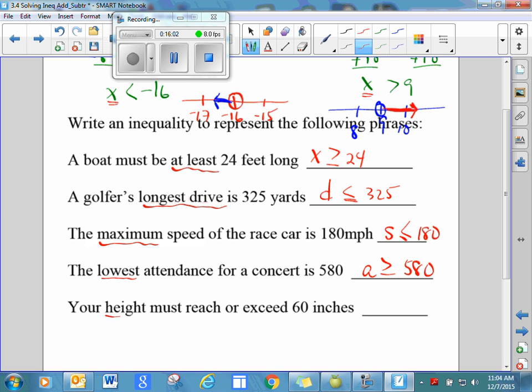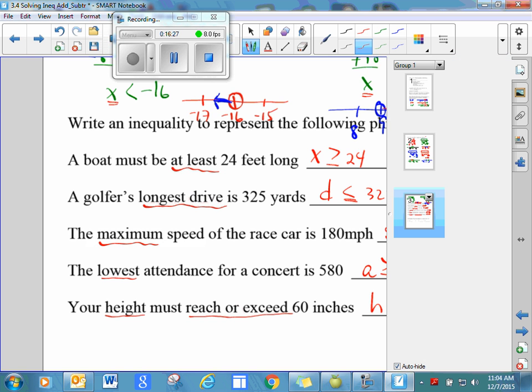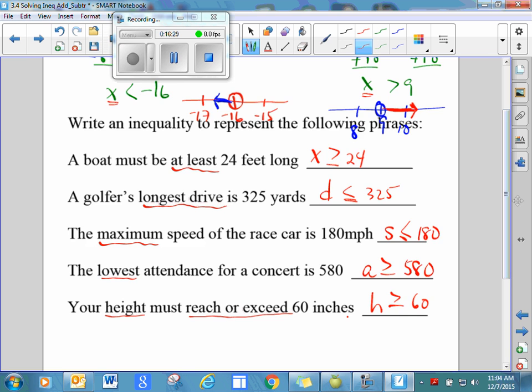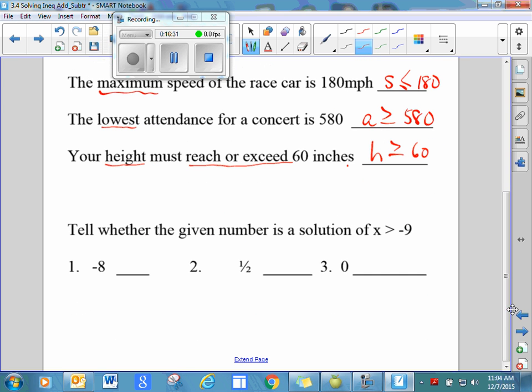Here's one like you might see at Six Flags for a ride. Your height must reach or exceed. There's your inequality symbol. All of these that I've underlined are the English words that are going to get you to an inequality symbol. Your height must reach or exceed. So height must be greater than or equal to 60 inches. So that's the end of the notes, I think. Let me see if there's something else down here. Oh, yeah, we've got to plug this in.